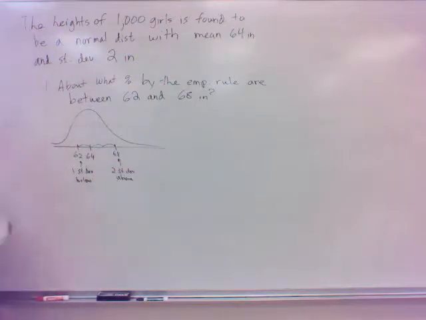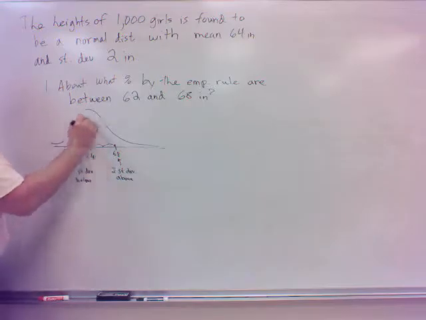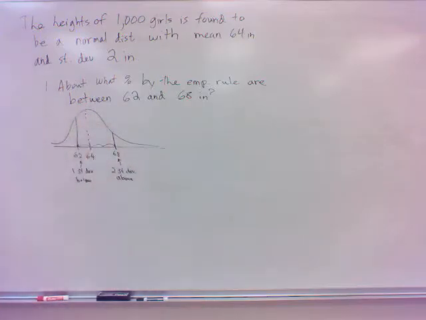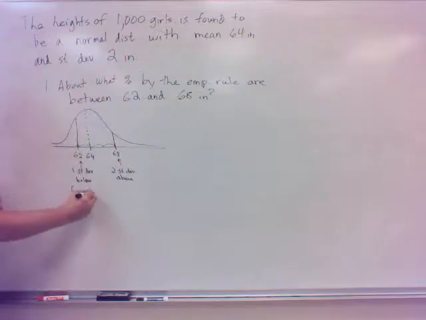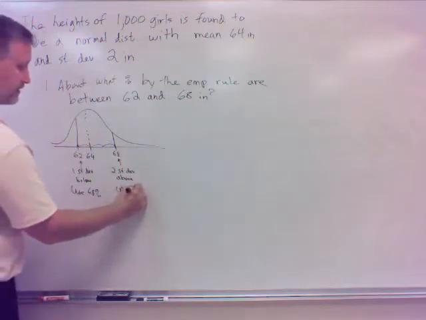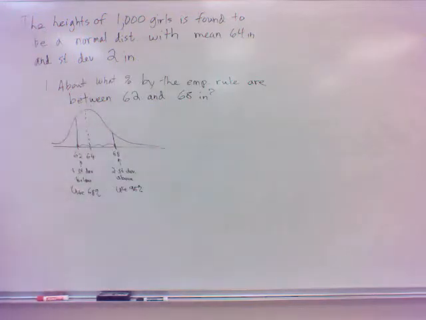Everybody okay with that? So I want this from here to here, but let me put that line down the middle because I'm going to have to split this up. For one standard deviation, the empirical rule percentage is 68%, and for 2 standard deviations it's 95%. So I'm going to split it up right down the middle.